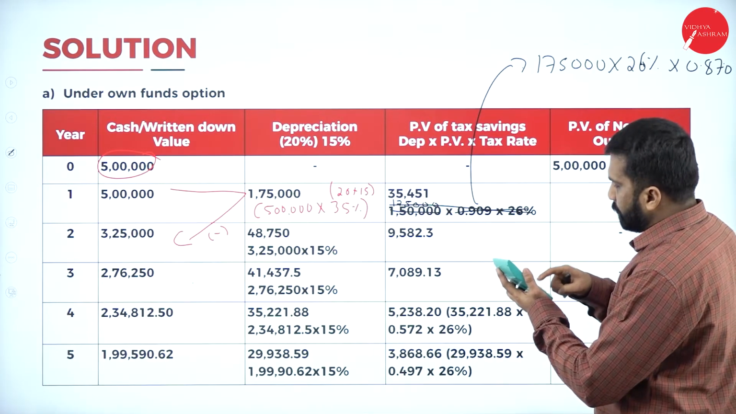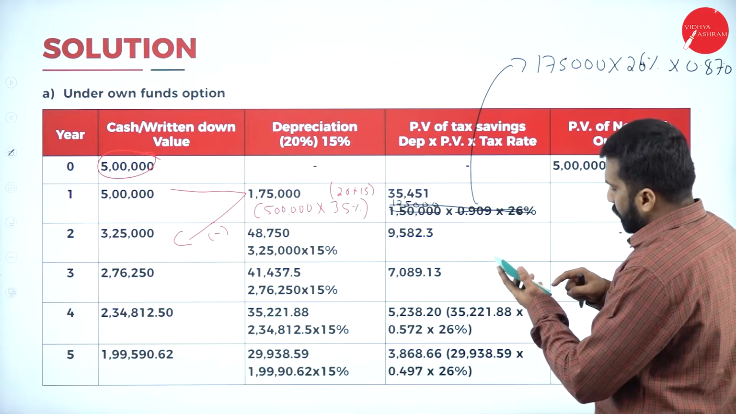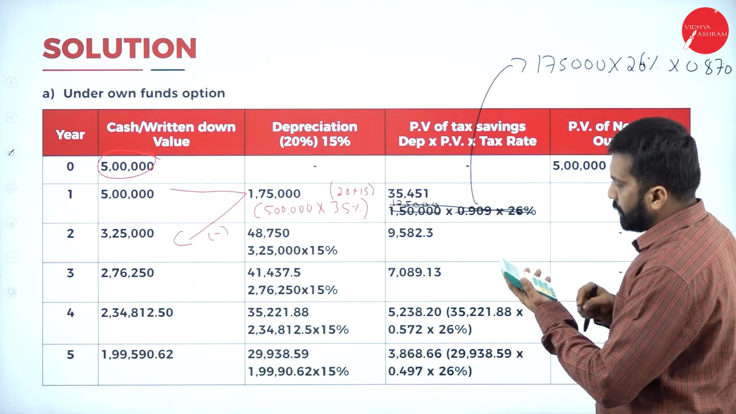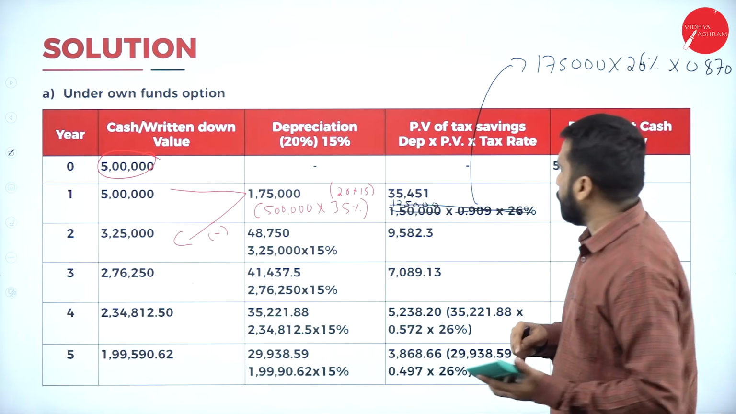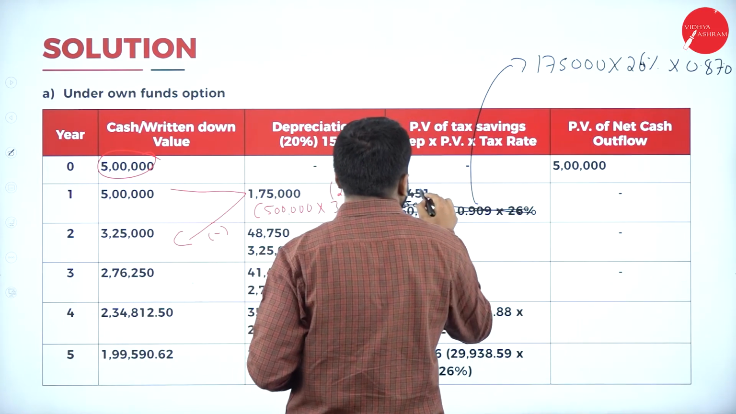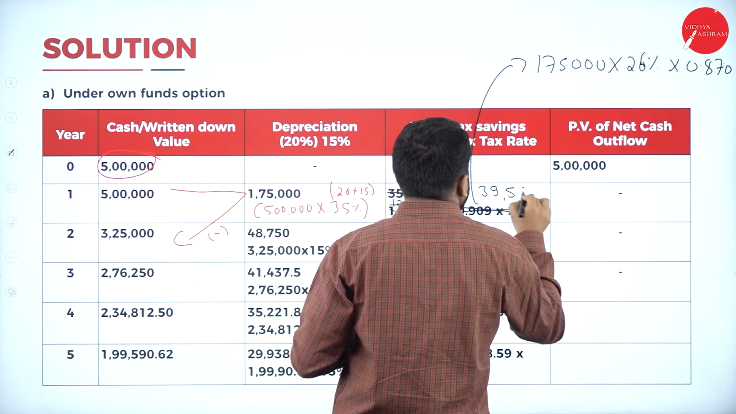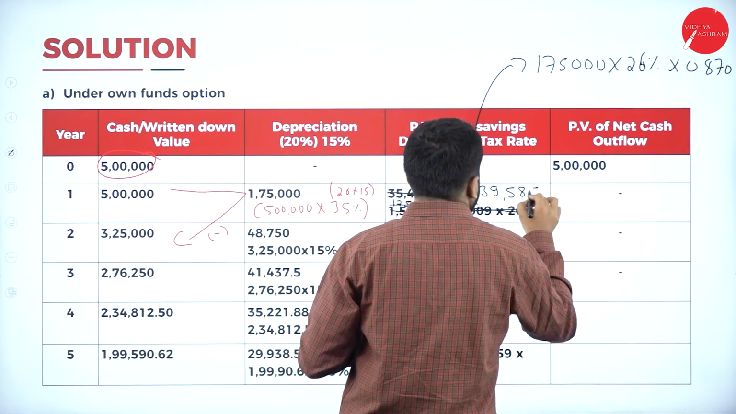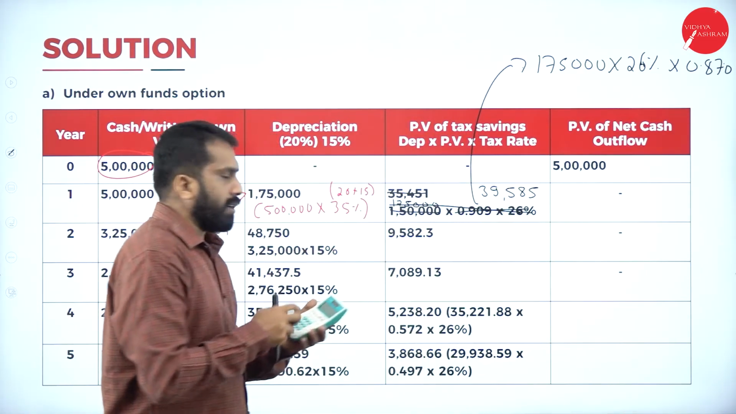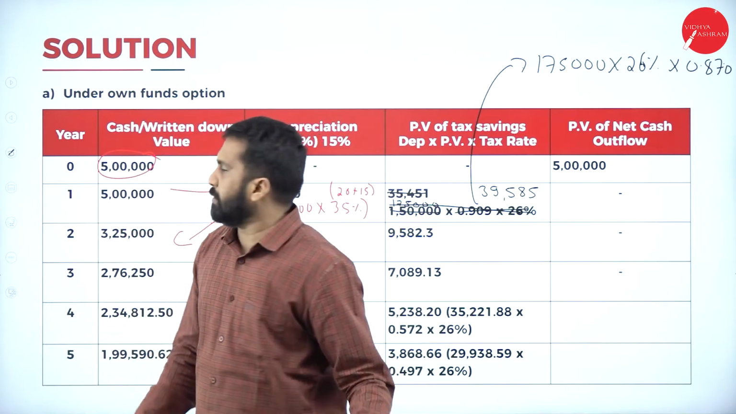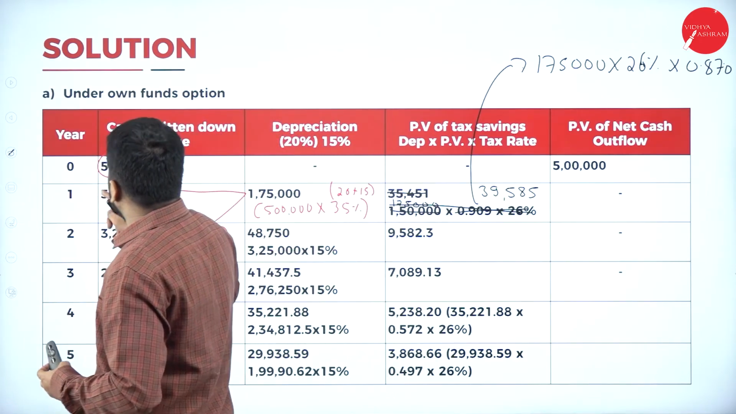So if you calculate how much you will get, 1,75,000 into 26% into 0.870, I got 39,585. So don't consider this, consider 39,585. This is your answer. Similarly, I'll do it for everything for your understanding purpose.